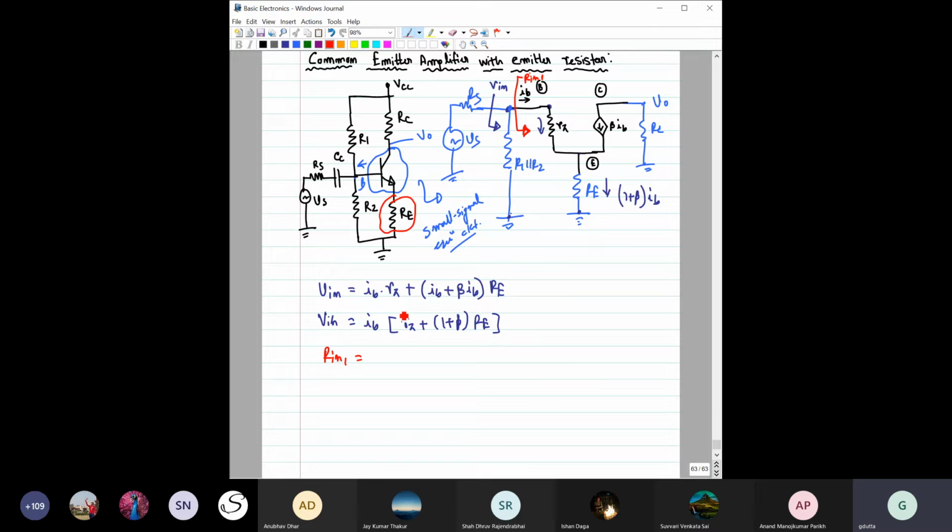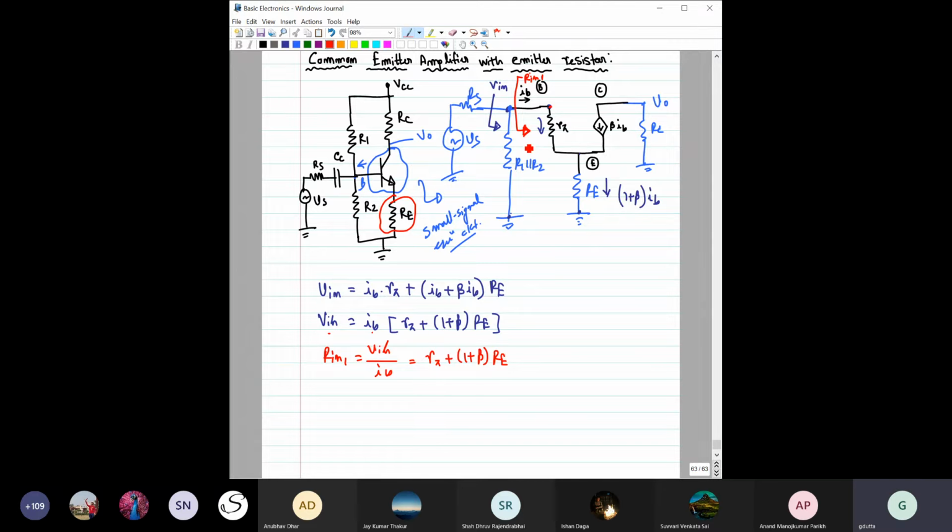See, R in 1, here we know the voltage, and we know the current flowing through this, right? So it is basically voltage by current, that is V in by IB. If you do that, you will get (1 plus beta) into RE. Is that clear? That is R in 1.